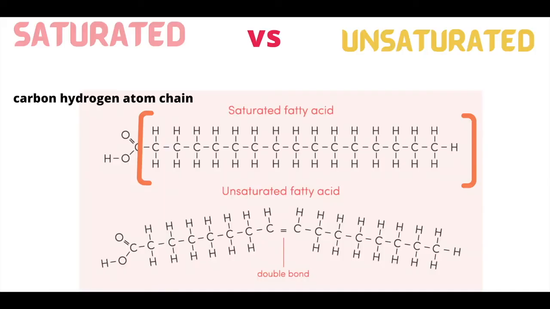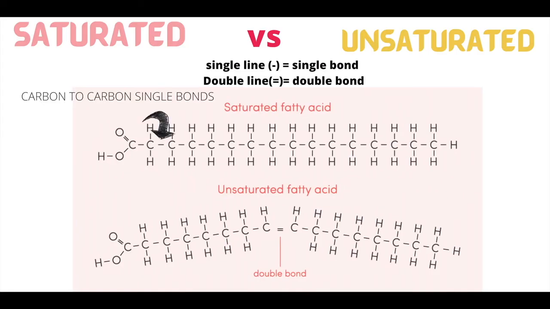Saturated fats are going to have generally a carbon-hydrogen atom chain, and all of your carbon atoms are going to be connected or bonded by a single bond. So a single bond is represented by this single line. So that's the takeaway here, is that in your saturated fats, your carbons are going to be bonded by a single bond. There's going to be single lines between them.